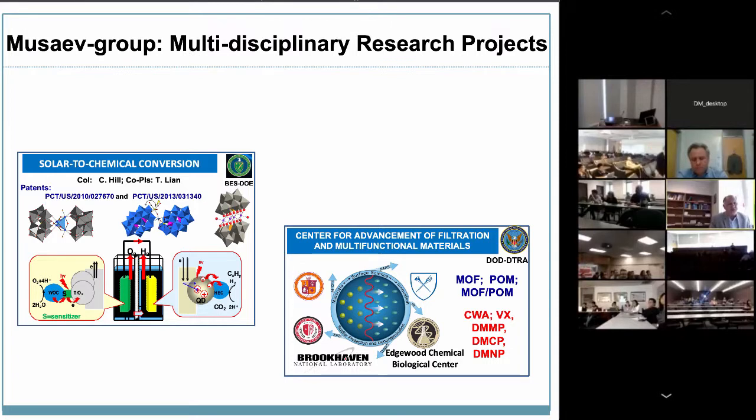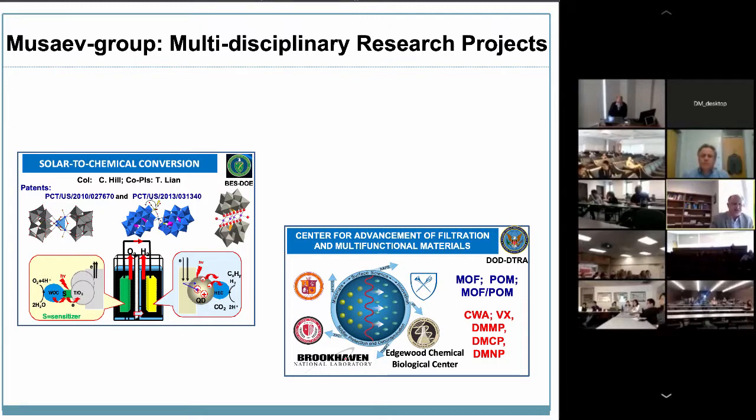Another project, also multidisciplinary, involves scientists from Brookhaven National Lab, Army Lab, and Virginia Tech. Here we intend to design hybrid materials, MOF and POM-based materials, for multifunctional filtration and decontamination of warfare gases. Both of these projects involve multiple interfacial electron transfer processes.